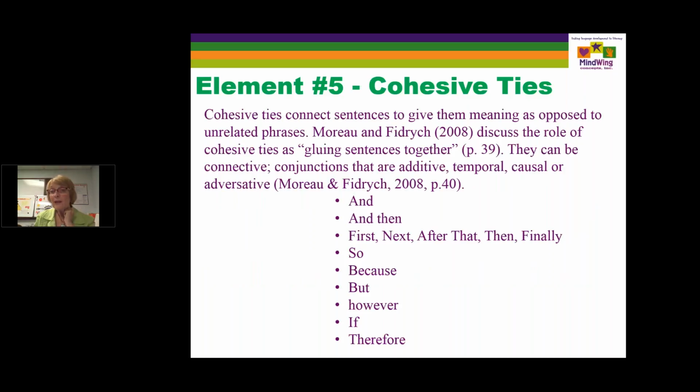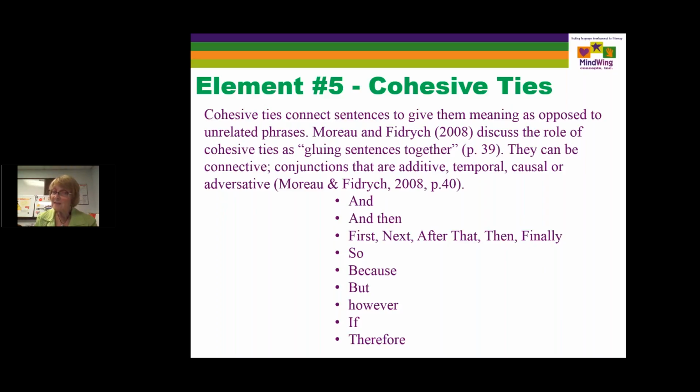Element 5 are the cohesive ties. Cohesive ties are gluing the sentences together. They're the linguistic words that we use to connect the content of our story. And without the cohesive ties, there is just not a story that hangs together. So those are very, very important. They are conjunctions primarily. They're additives such as and then. Temporal, first, next, after that.